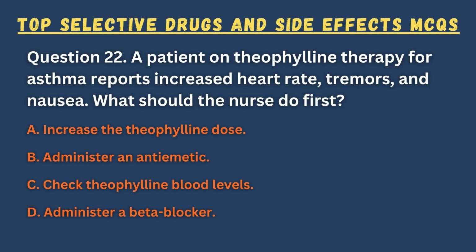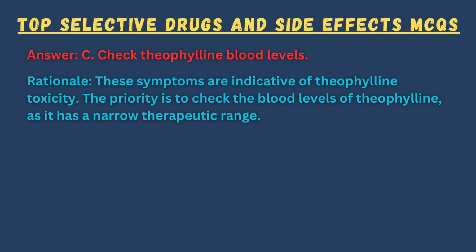A patient on theophylline therapy for asthma reports increased heart rate, tremors, and nausea. What should the nurse do first? A. Increase the theophylline dose. B. Administer an antiemetic. C. Check theophylline blood levels. D. Administer a beta blocker. Answer: C.